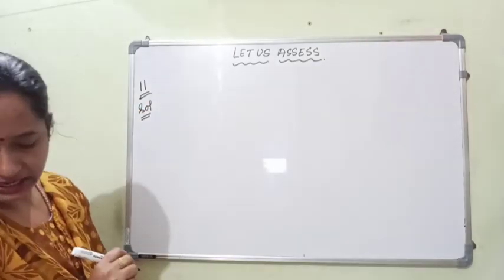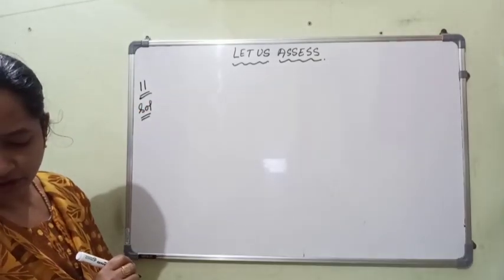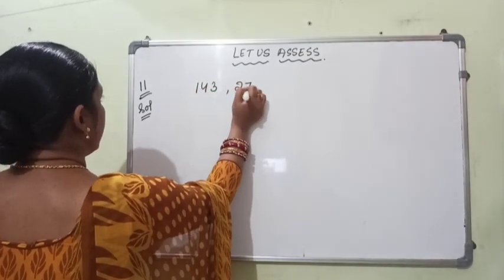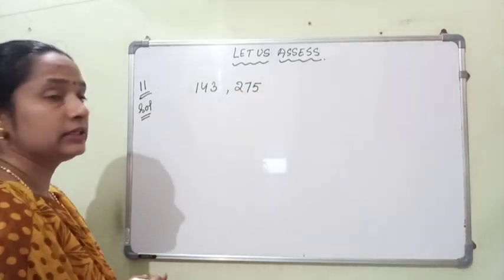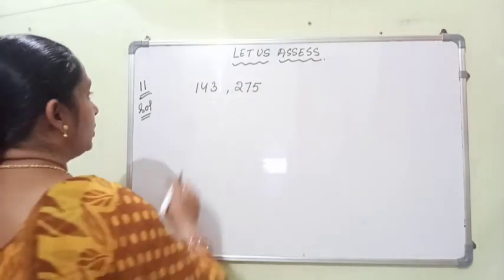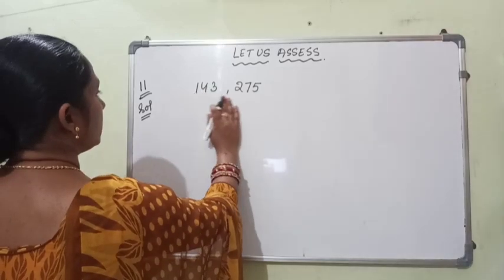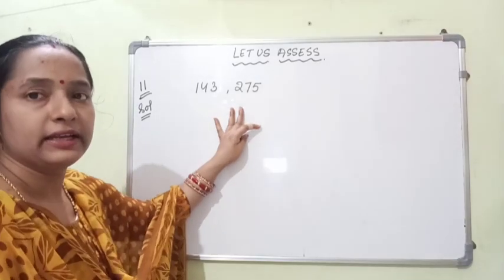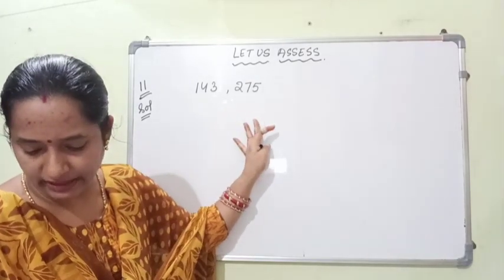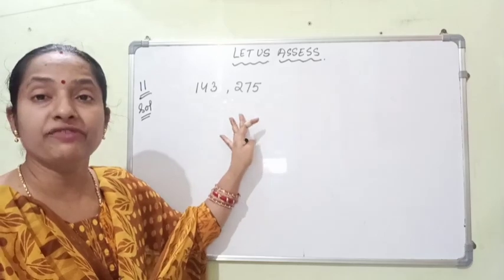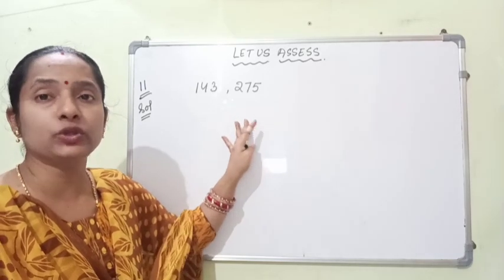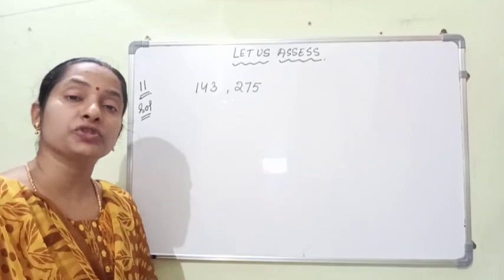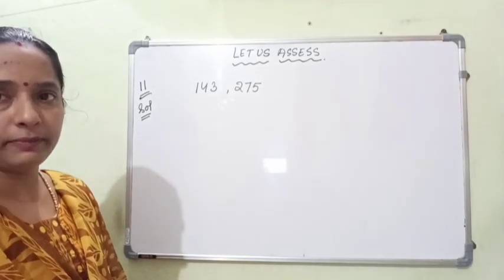So you are given the numbers 143 and 275. Right. Here you have to find their LCM first, and whatever LCM you get, you have to add the remainder to the LCM, then only you will get the required number, that required smallest number that can be divisible by these two numbers.